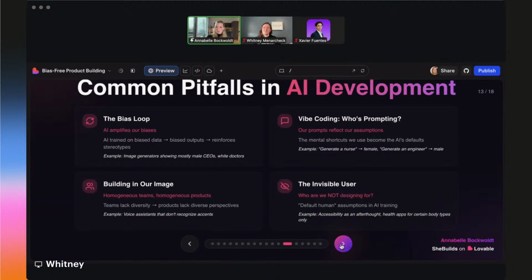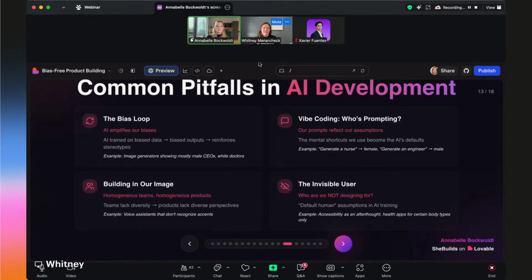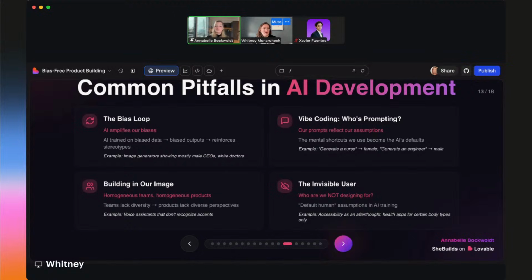Questions so far? Yeah, looking to the chat, we have a couple in the Q&A. Lauren asks, curious what tactics you might have within the tool or prompts that you use to mitigate against bias.